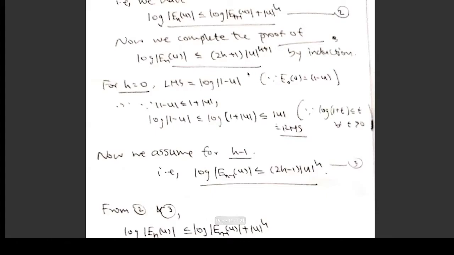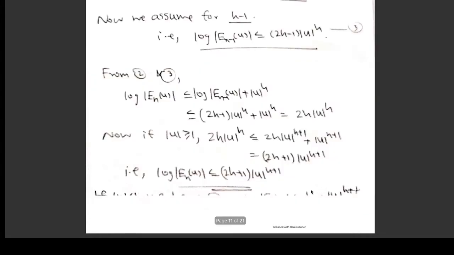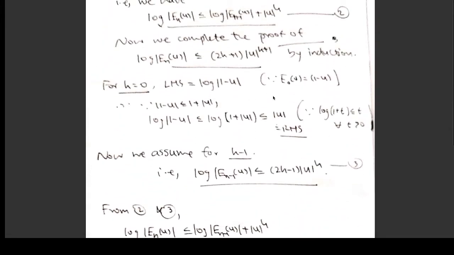Now for arbitrary u, again log mod E_h(u) is the real part of this, and you do this simple computation, and you will obtain that log E_h minus 1 plus mod u power h. Now that gives you this inequality: log mod E_h(u) is bounded by log mod E_{h-1}(u) plus mod u power h. This is our second inequality which we will use.